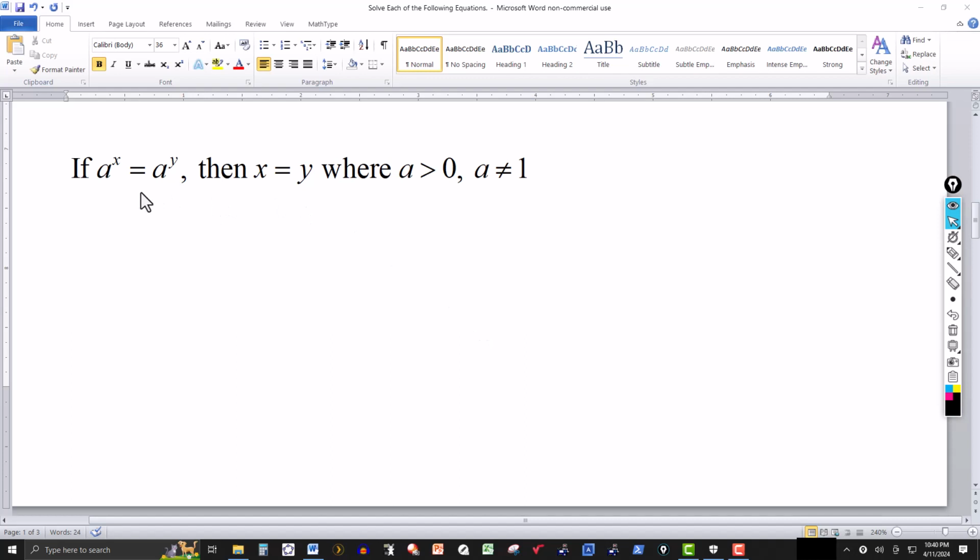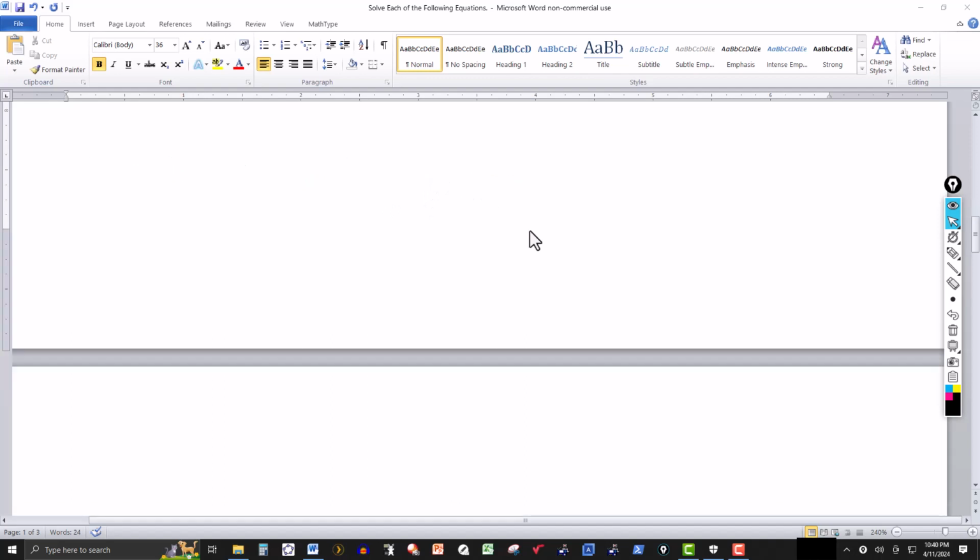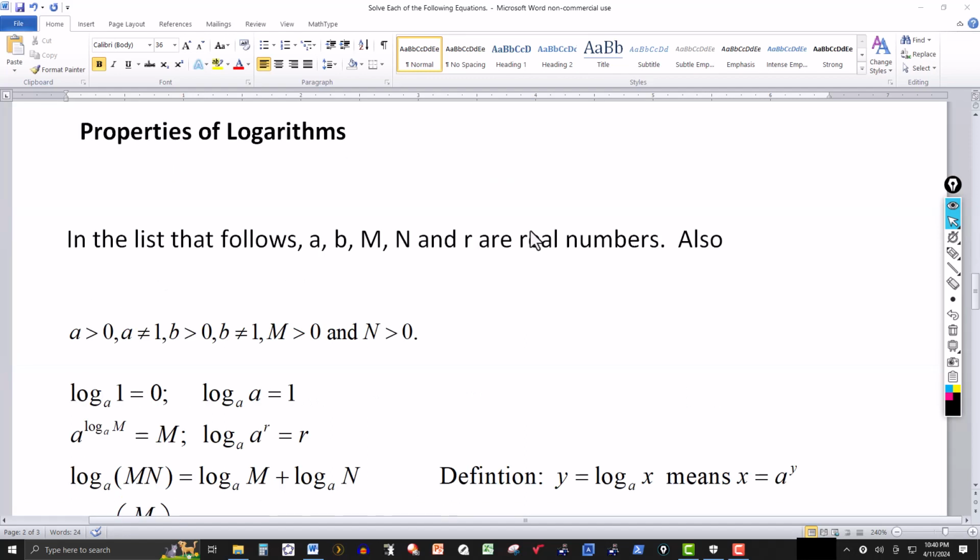Property of exponentials. A to the x equal a to the y. Got the same base on both sides, x has to equal y, assuming that a is positive and not equal to 1. Property of exponentials there.